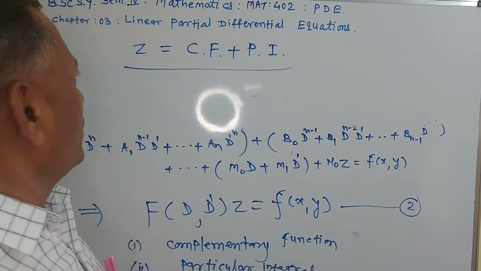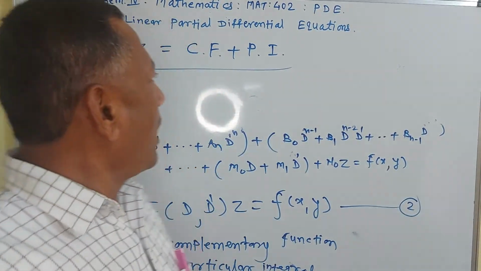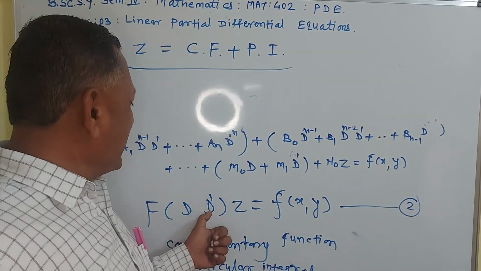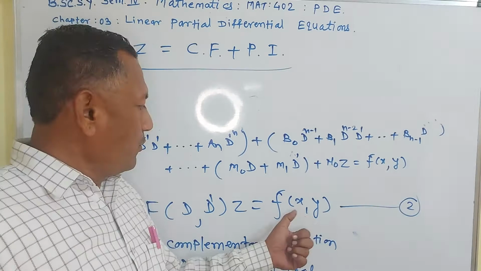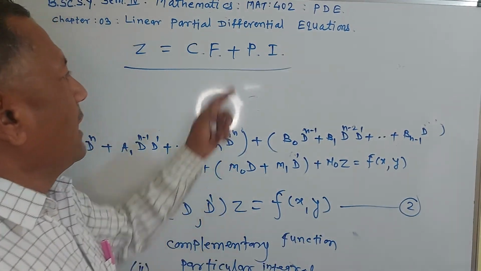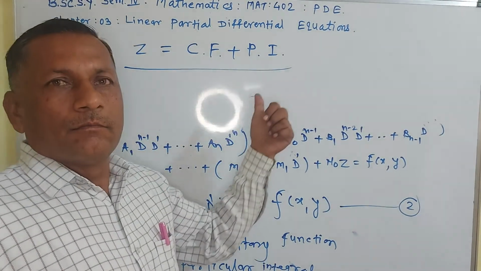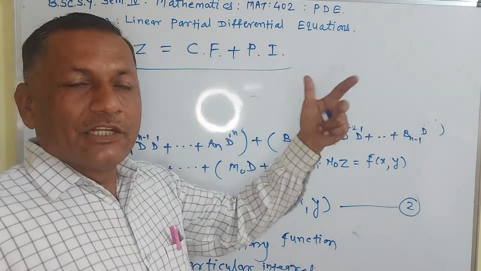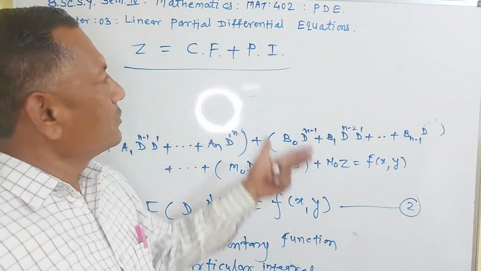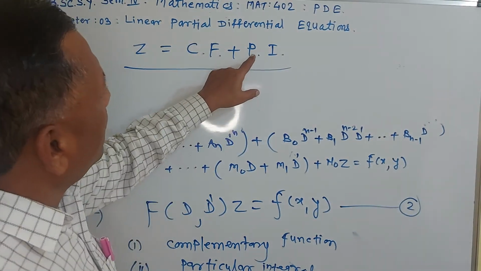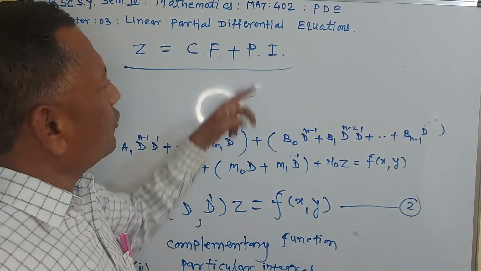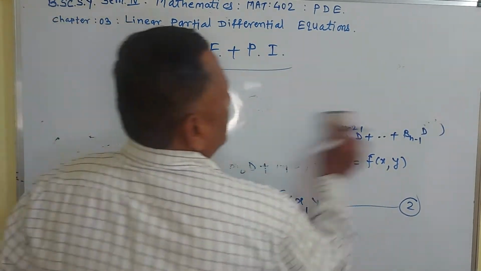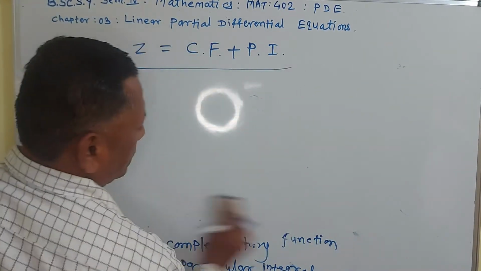Now, first we see in this chapter how to find the complementary function. Complementary function means the solution of f(D, D') operated on z equal to 0, that is, when f(x, y) is 0. And particular integral means the value of z in terms of x and y. There are so many methods to find the particular integral. Now we see one theorem without proof.